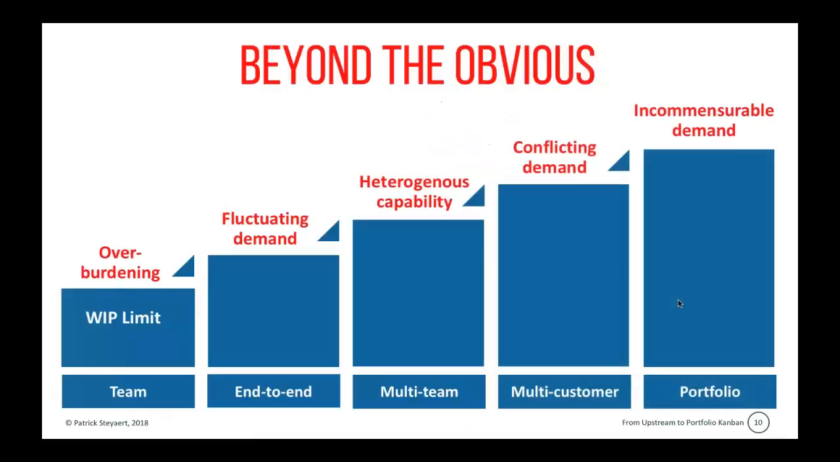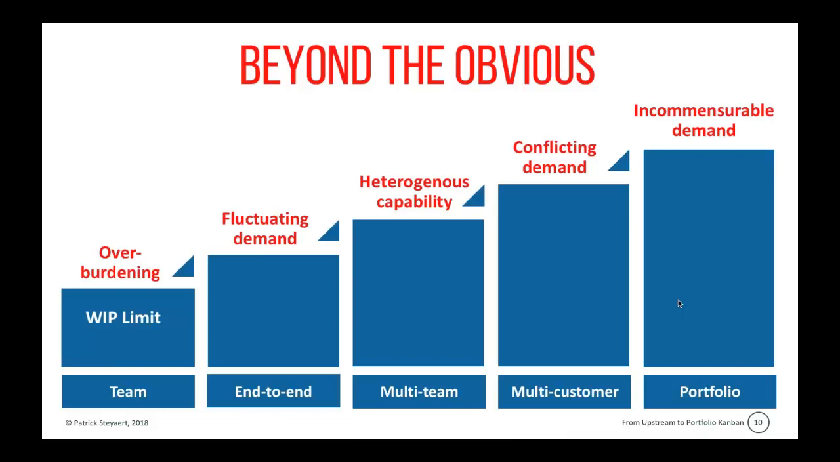So we're going to use that to go beyond the visualization. I think we've only seen the tip of the iceberg with WIP limits. WIP limits are a mechanism at the team level. When we're talking about an agile portfolio, there's more than only overburdening as a challenge.